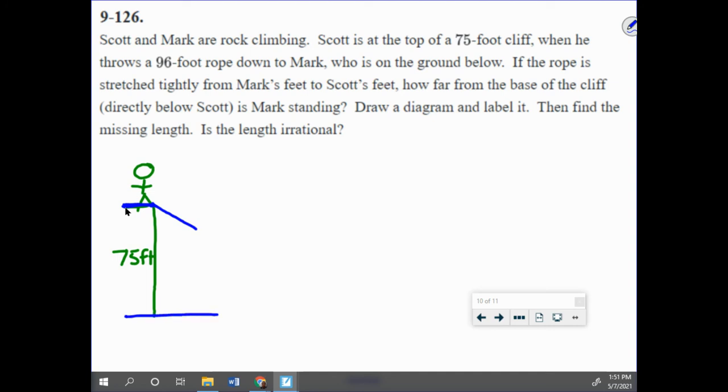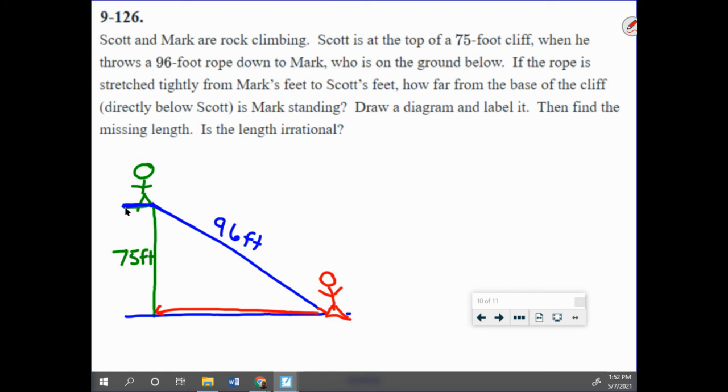Now, here's the ground. It's stretched out this way 96 feet. Because here is Mark, all the way at the bottom. Okay, cool. All right, so here's Mark. Yoo-hoo! Now, technically, probably 96 feet, he would be a lot smaller. But anyway, we're working here. And the question is, how far from the base of the mountain is he standing?